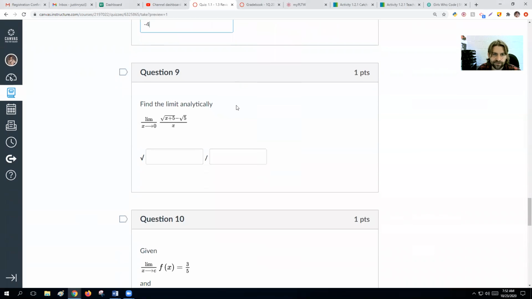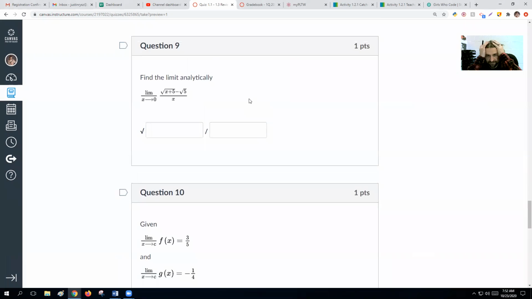Okay. Ooh, fun one here. All right, find the limit analytically. Okay, so when we have radicals, we need to multiply the top and bottom by the conjugate. So radical x plus 5 plus radical 5 on the top and on the bottom.